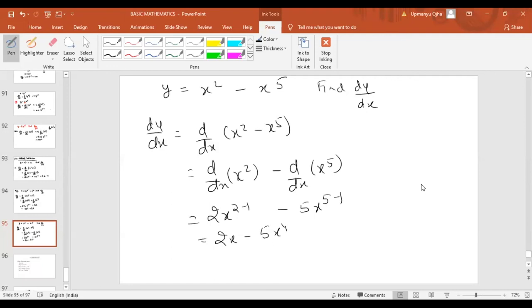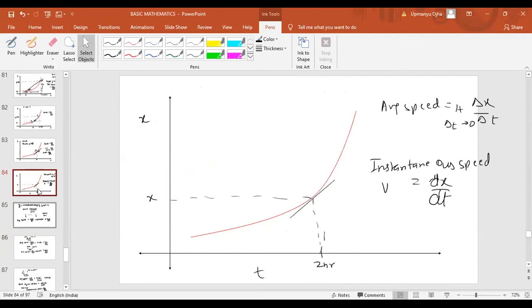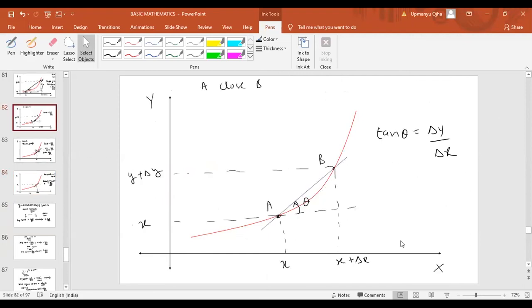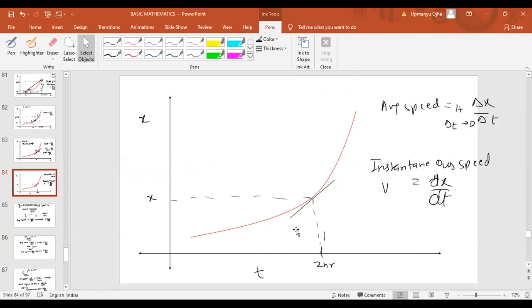Understand? Very good. I think only 1 minute is left, so we can go through all the slides which we have discussed today. We started from this slide, the first slide 82. Then 83, 84.